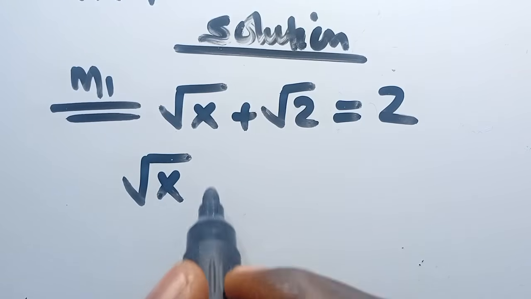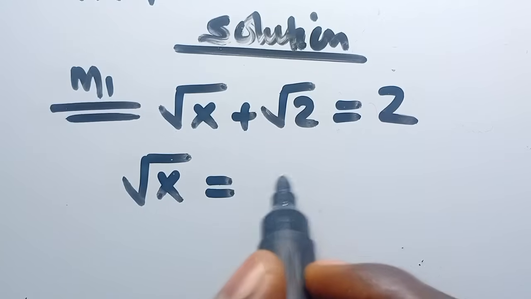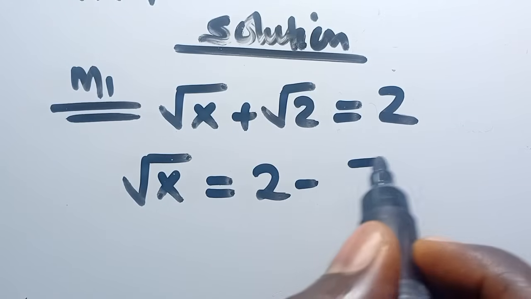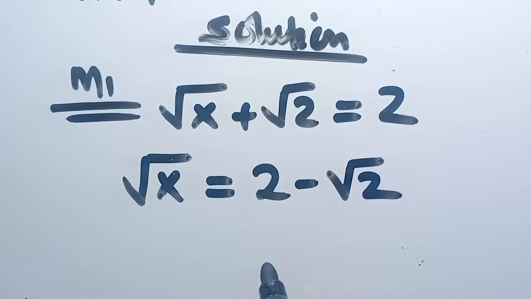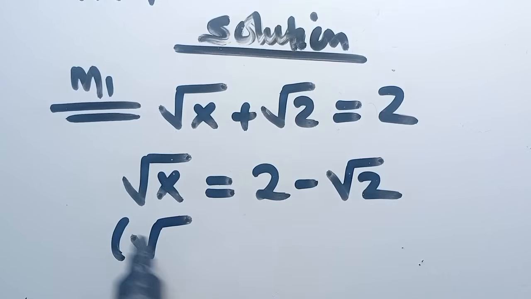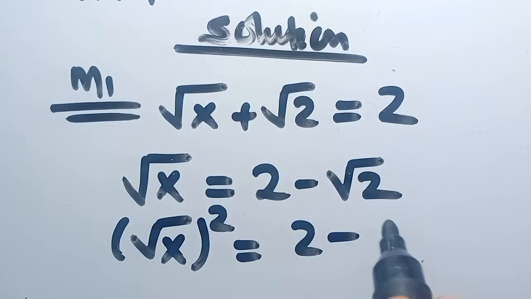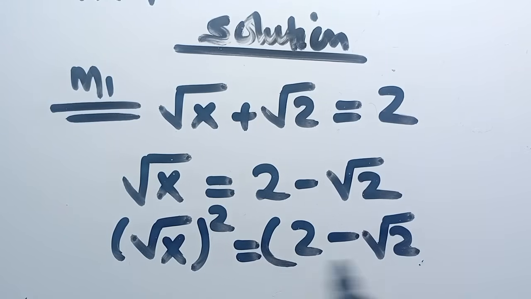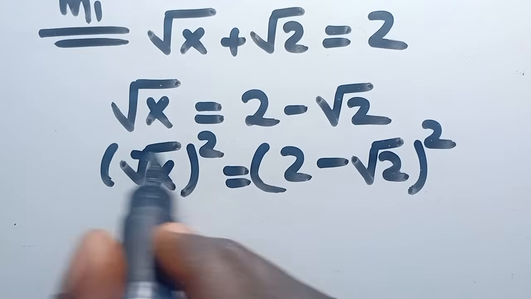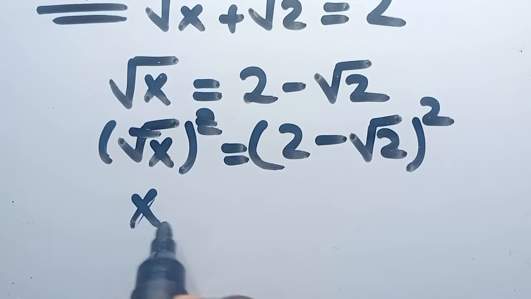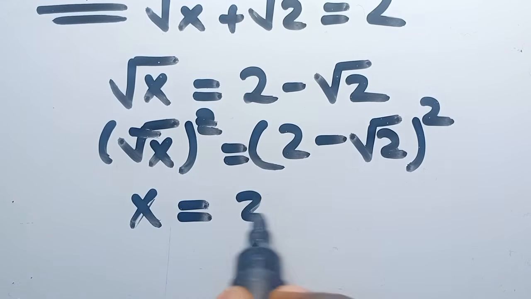we have here root x. Let's take this root 2 to the other side. We have 2 minus root 2. Then let's square both sides. After squaring both sides, this will cancel out this. We have x equals 2 minus root 2, squared.